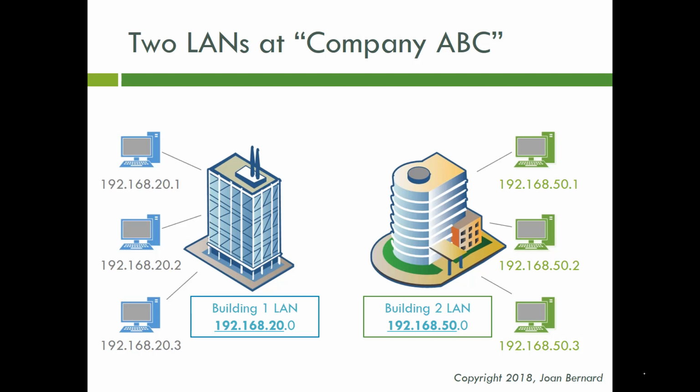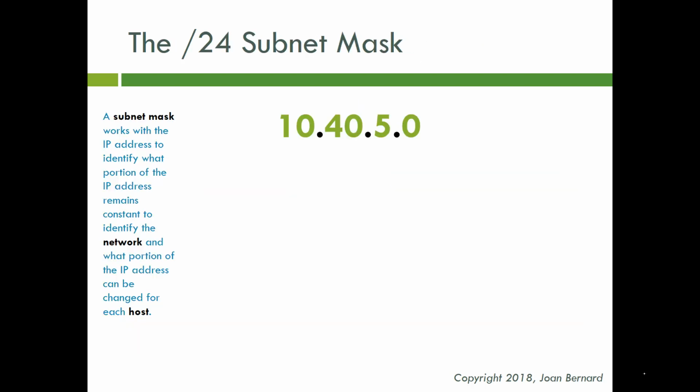A router is required to route information between two LANs. The router, of course, is not a plug-and-play device. It needs to be configured. One very important configuration is that of the subnet mask. We are going to talk about the subnet mask next. A subnet mask works with the IP address to identify what portion of the IP address remains constant to identify the network and what portion of the IP address can be changed for each host.